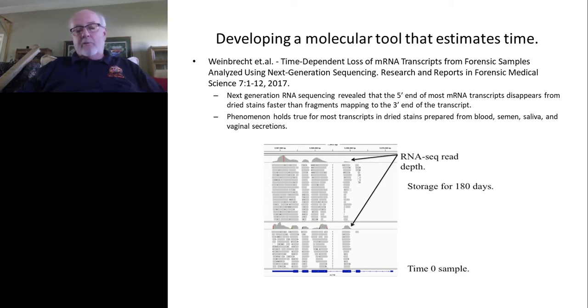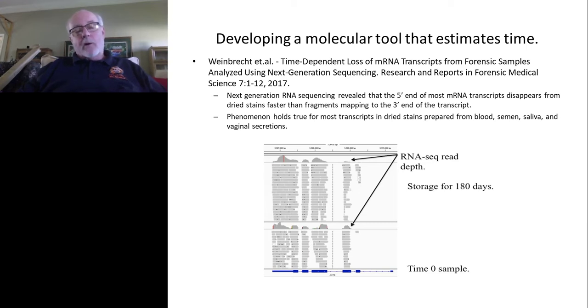Data for this is shown here in this slide down in the bottom left, and you can see these histograms, the height of which reflects how many times each of the nucleotides in that region, in this case, beta-actin messenger RNA, is actually sequenced in that reaction.